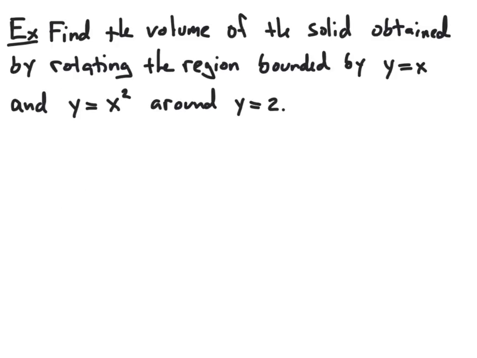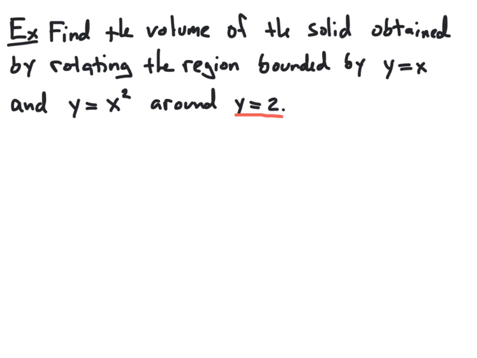In this example, we're asked to find the volume of the solid obtained by rotating the region bounded by y equals x and y equals x squared around y equals 2. This example differs from previous examples in a few different ways. First, notice that we're not rotating around the x or the y axis in this example, but rather another horizontal line, y equals 2. We're also not given boundaries for x.